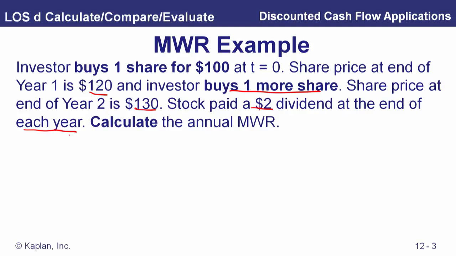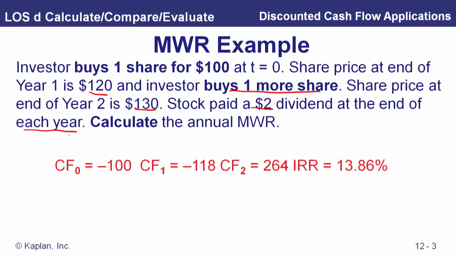money-weighted return. So let's look at what our cash flows are. Initially, we've got a cash flow of $100 into the account. We bought a share of stock. At time 1, our cash flow is $118. Because we bought one more share that cost us $120, but we received a $2 dividend in the account. So all we had to add to the account to buy this second share of stock is $118. So that's our cash flow, a deposit into the account of $118 at time 1.